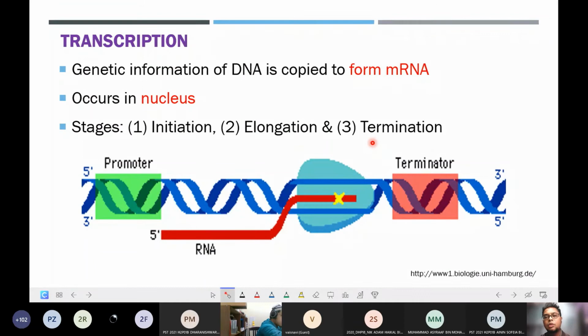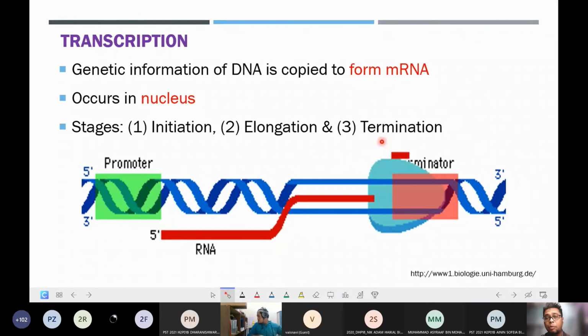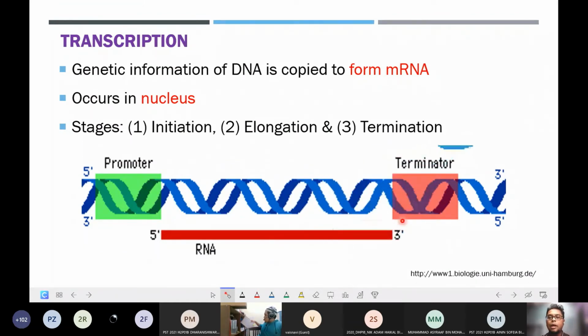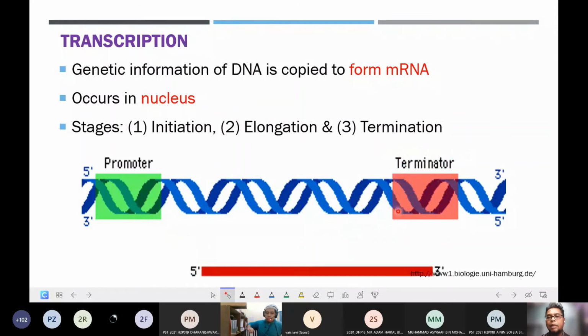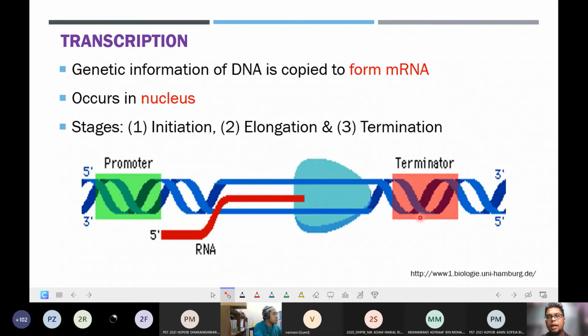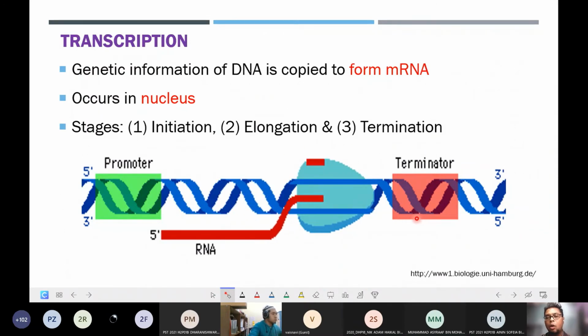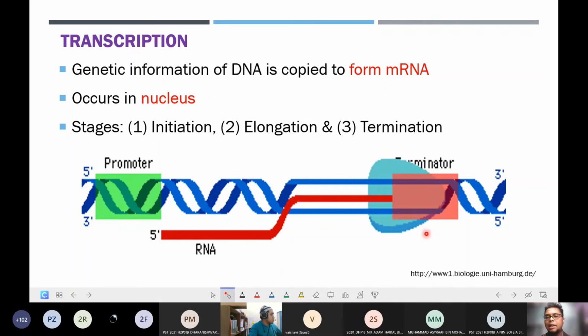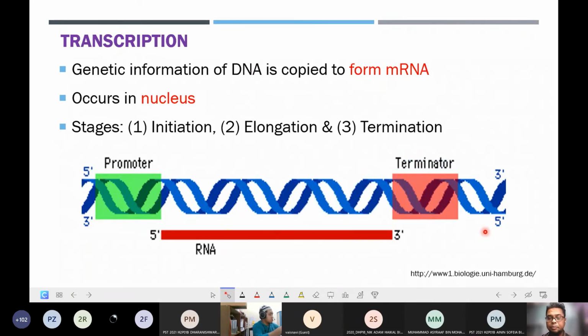And of course, this will be ended by the process of termination, in which there is one part of the DNA that is known as the terminator site. So when the RNA polymerase enzyme over here reaches the terminator site, the process of transcription will end, as you can see in this particular animation.